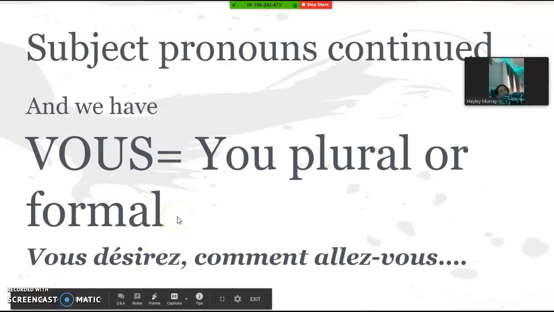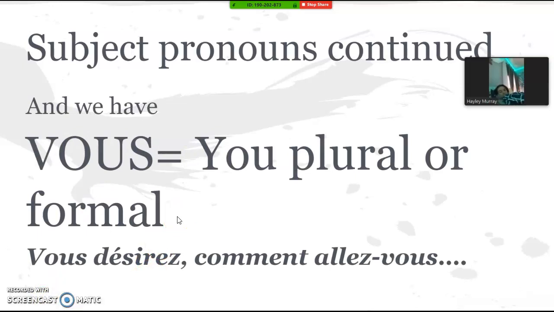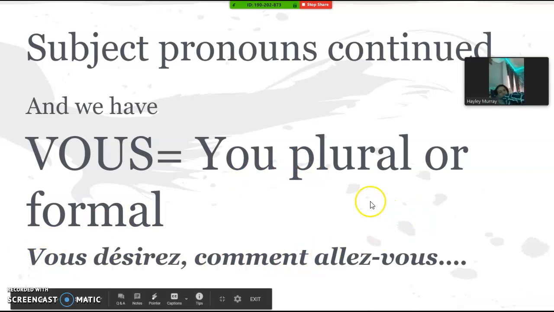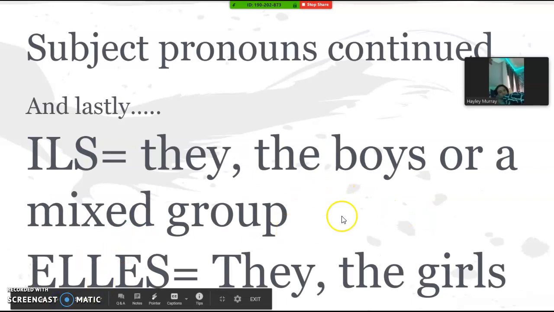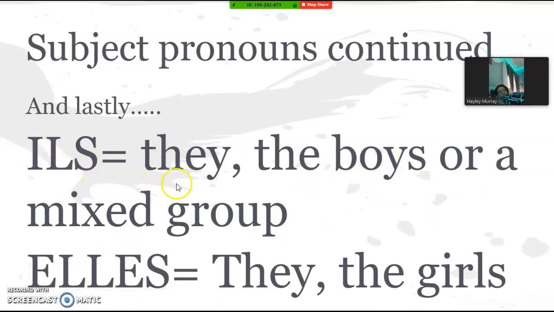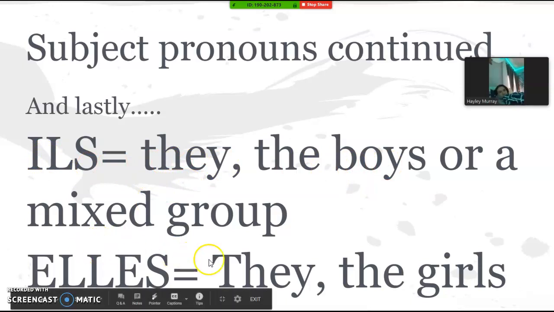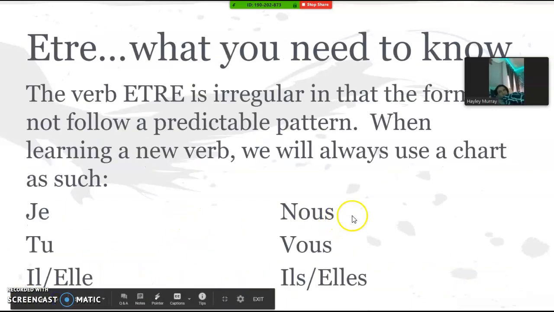And then we have vous, as in s'il vous plaît, which is you plural or formal. Like if it's a you and there's more than one person, that's what the plural means. Vous désirez, comment allez-vous? We haven't used that one a lot. Okay? And then the last thing we have is ils, which means they the boys or a mixed group, and elles, which means they the girls. Okay? So those are all the subject pronouns that we've learned.